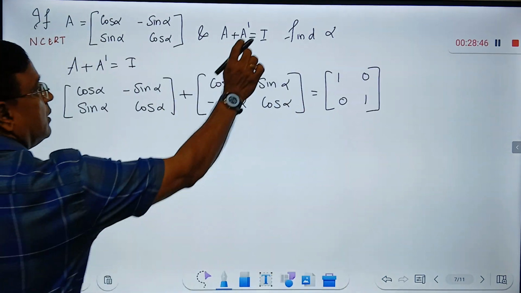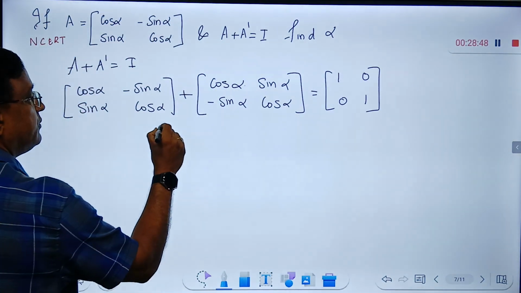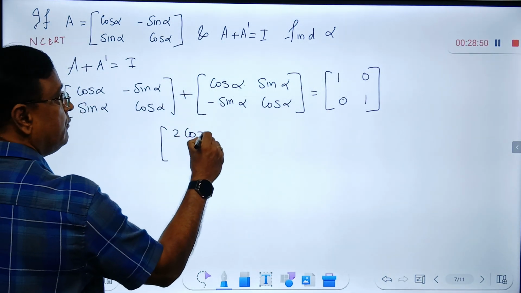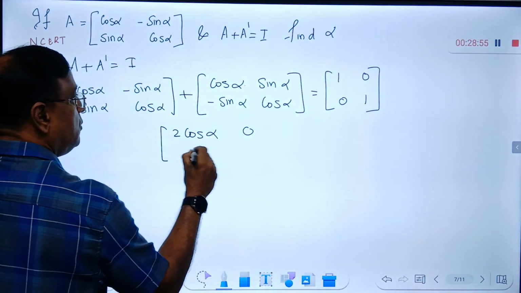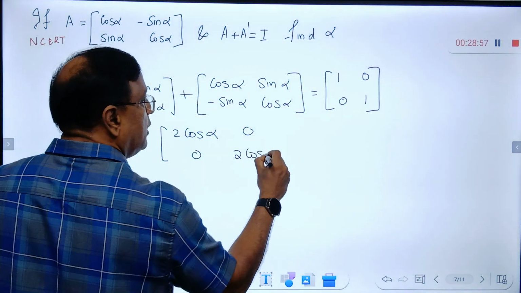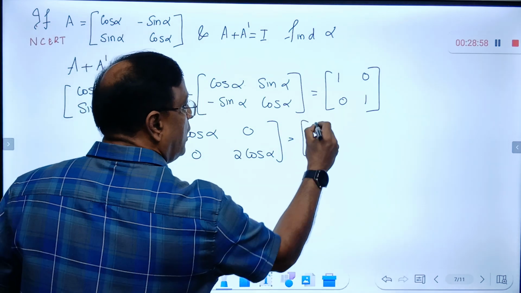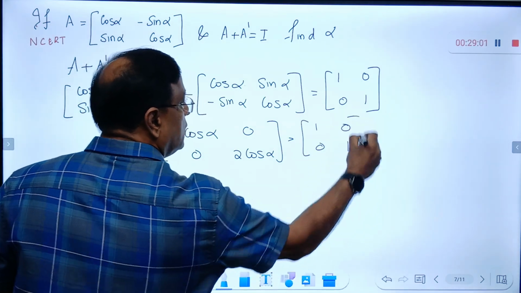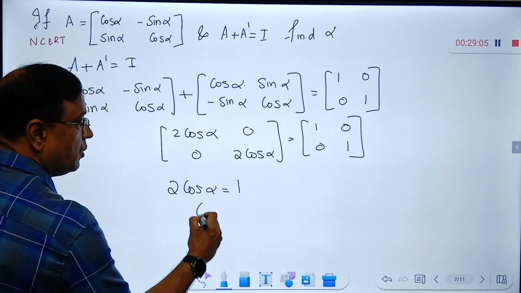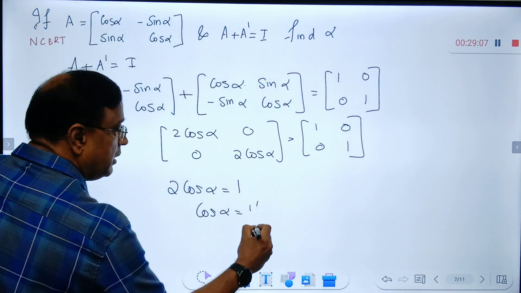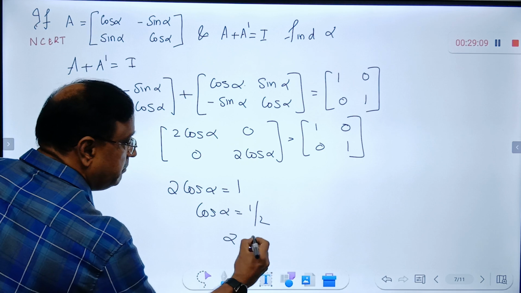Now add. How do you add? This is alpha, I wrote it as X. So this is 2 cos alpha, minus sin alpha plus sin alpha is 0, 0, 2 cos alpha equal to 1, 0, 0, 1. So from this, what do you know? 2 cos alpha equal to 1. Cos alpha equal to 1 by 2. Alpha is pi by 3.